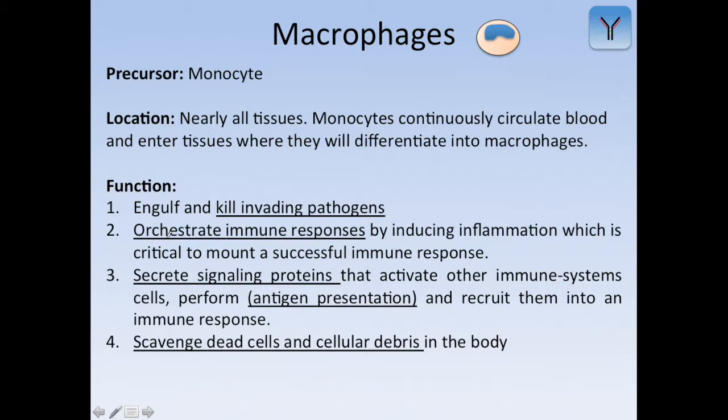In addition to that, they are very critical in orchestrating the immune response by inducing inflammation, which is critical to mount a successful immune response. This touches on point 3, where they secrete signaling proteins that activate other immune system cells, perform antigen presentation, and recruit them into an immune response. Essentially, they release certain chemicals and proteins that recruit more cells into the area of infection so that it can help battle the infection.